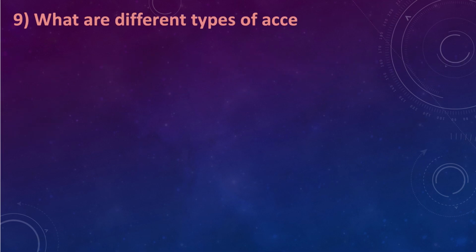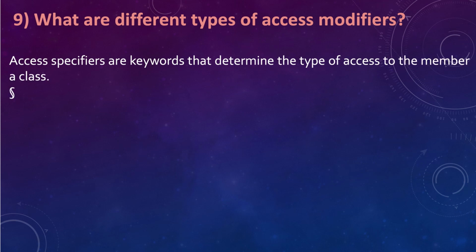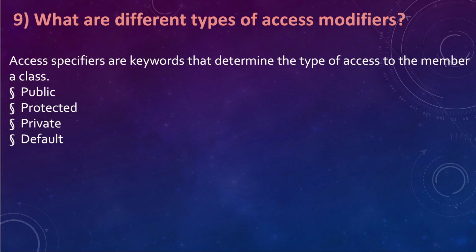What are different types of access modifiers? Access specifiers are keywords that determine the type of access to the members of a class: public, protected, private, default.